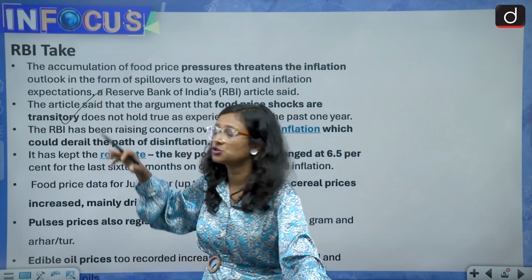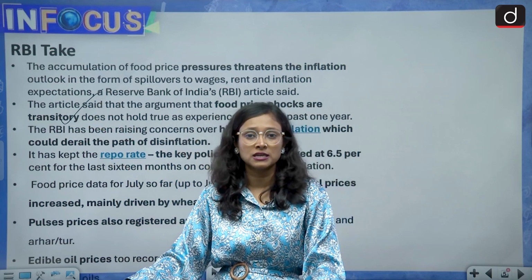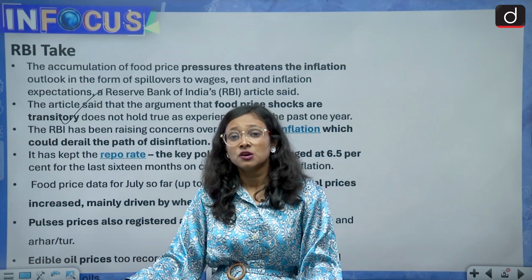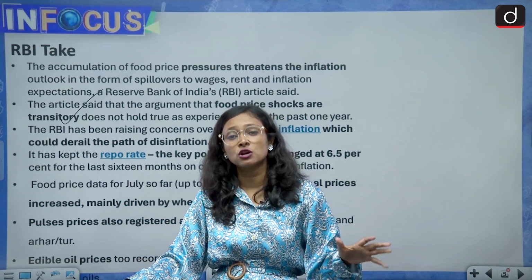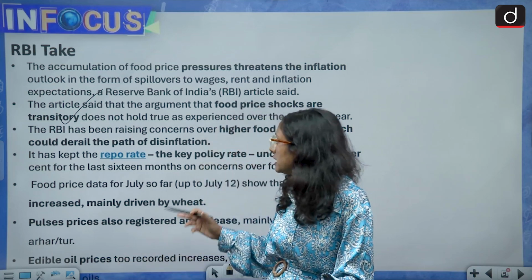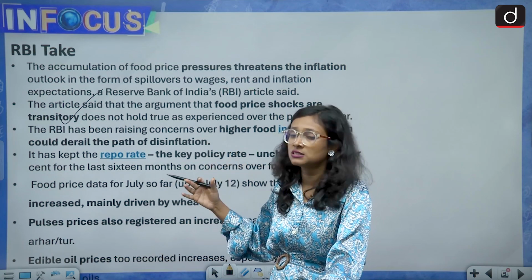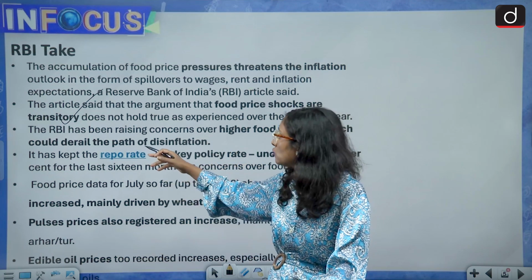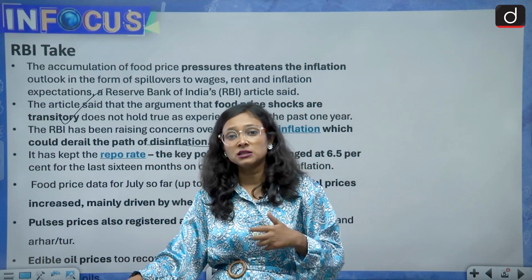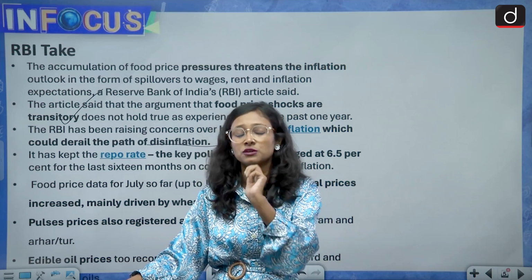So what is this transitory? Transitory means that for a temporary period there is a rise in food prices and it will stabilize over time. And they said that unlike last year, which was very high and for a long time, this year will have a more stable condition. They are also saying that a situation of food inflation like this will derail the path of disinflation. So what is disinflation? There is inflation, but the rate of inflation will slow. So this is called disinflation.